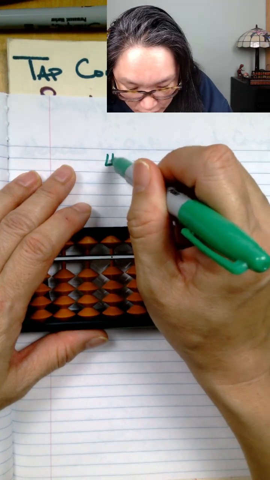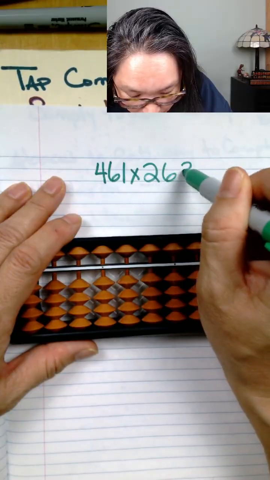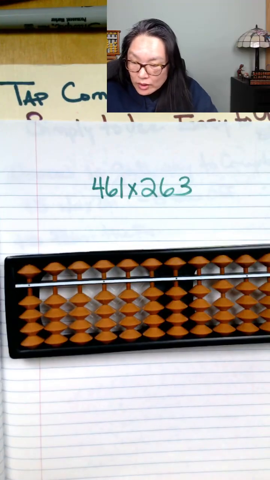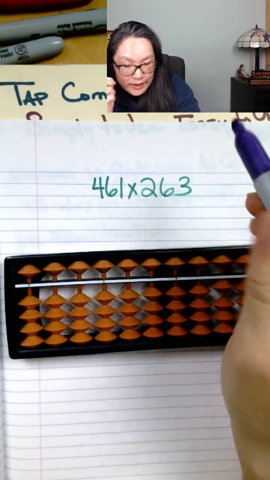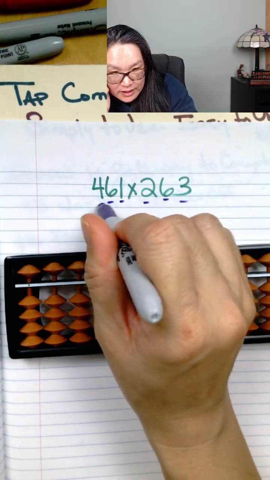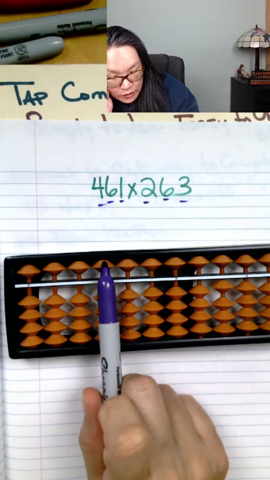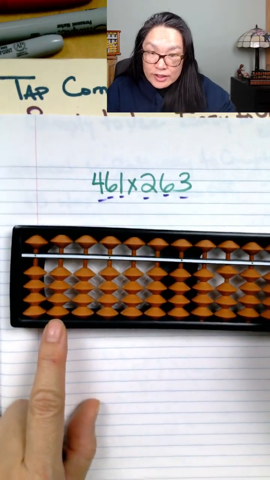All right, so we're going to do 461 times 263. Easy. Why? Because it's the same thing. What we're going to do is find our starting point. What is our starting point? How do we count it? 1, 2, 3, 4, 5, 6. So we're at the 6. I'm going to put my finger here just to keep track.